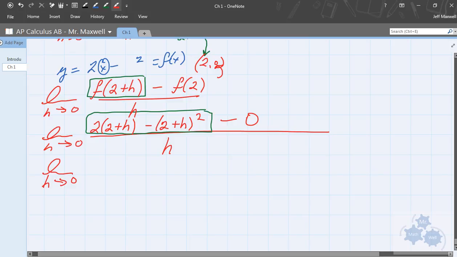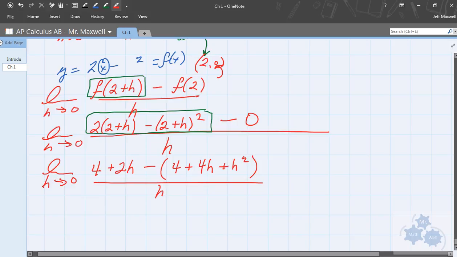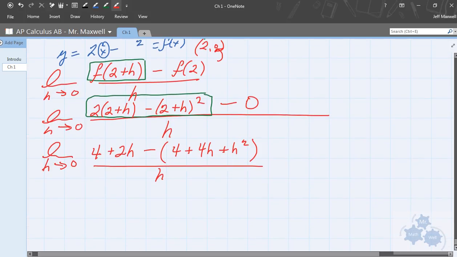Okay, let's simplify some things here. Watch. What do we have? We have 4 plus 2h minus... Now remember we're subtracting this squared, so put a bracket there. That's going to be 4 plus 4h plus h squared. I just did this FOIL mentally. You good with that? Hope so. If not, you need practice.